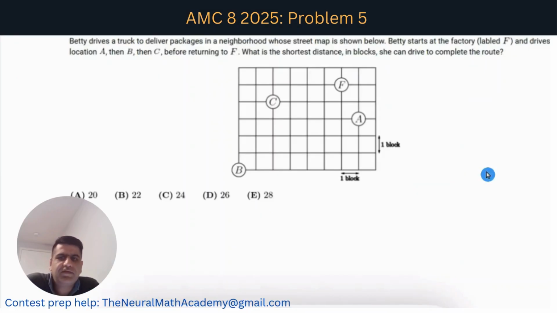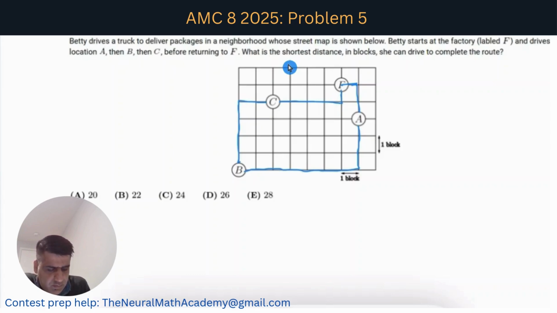Okay, so now let's look at problem 5. That is about this street map, and it says that Betty starts at the factory F and drives to different locations and then returns to F. And we have to find the shortest distance in blocks that she can drive to complete the route. So to solve this problem, we will go only along these lines that represent the streets. So we go like this, and then we'll take the other shortest path, then the next one, and then the last.